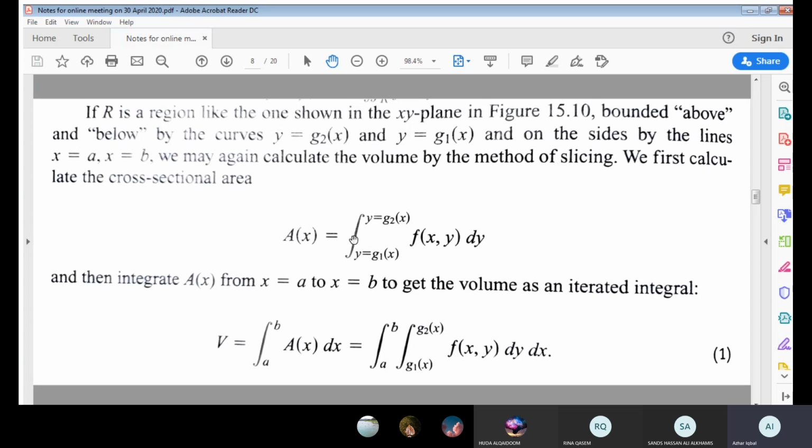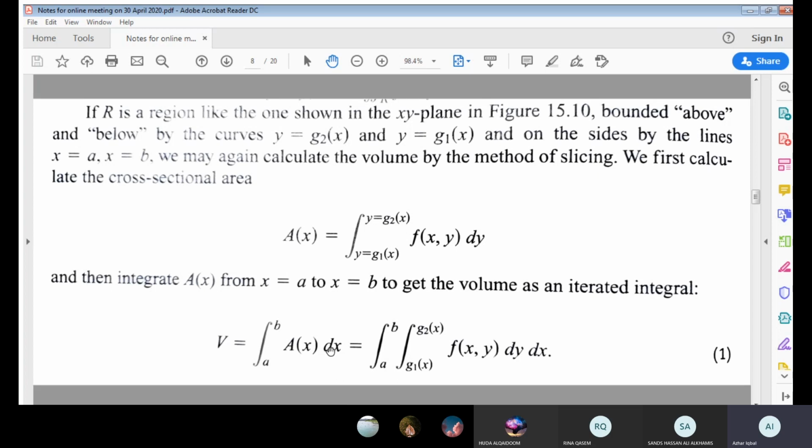When you apply these limits, you are eliminating the y in the resulting expression. So you are left with an expression which involves x only, dependence on the x variable only. So this is the cross-sectional area given as a function of x. Now we need to integrate this area from x equal to a to x equal to b to get the volume as an iterated integral.